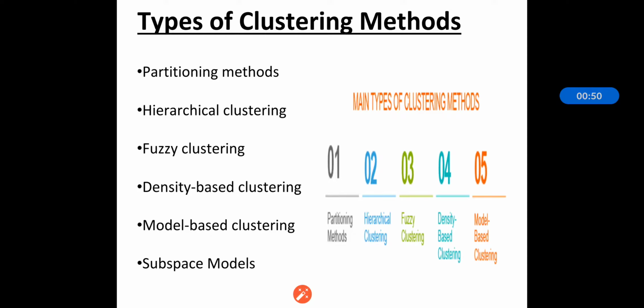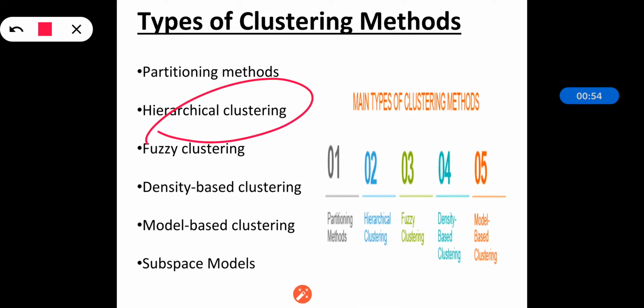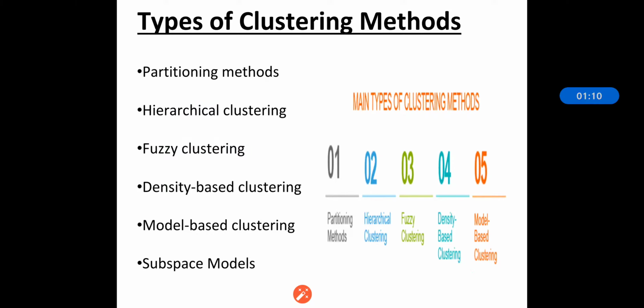The next one is hierarchical clustering. Hierarchical clustering is called the connectivity model. It builds models that are based on distance connectivity. It will be in a hierarchical way, but distance is the main thing over here, and by using that distance measure the clustering is built.